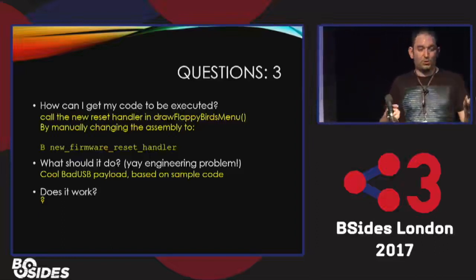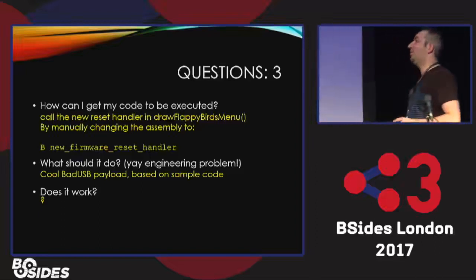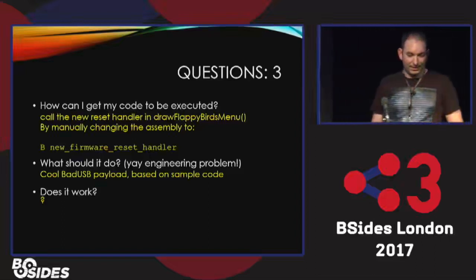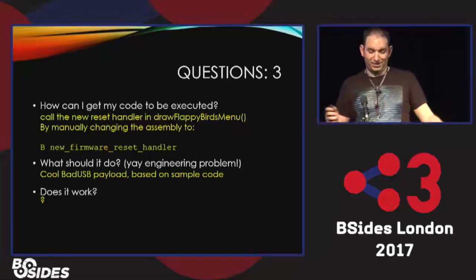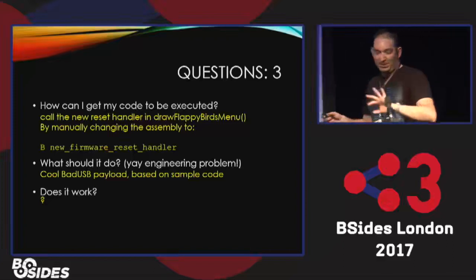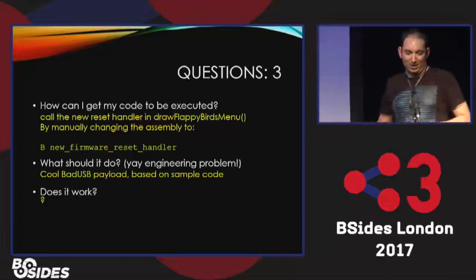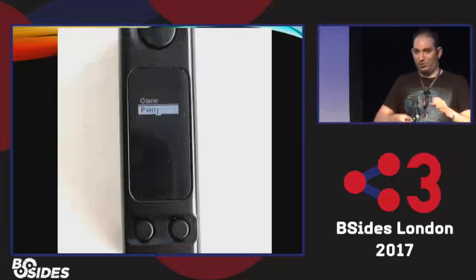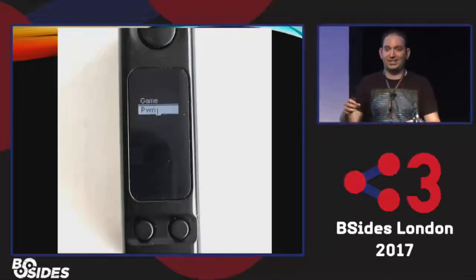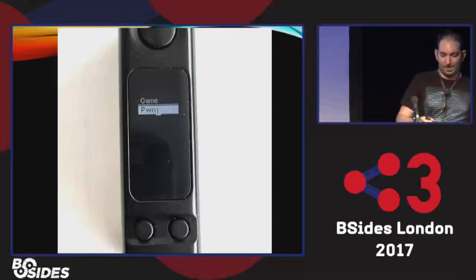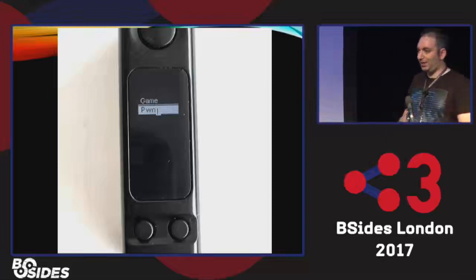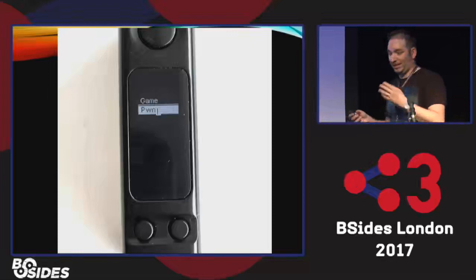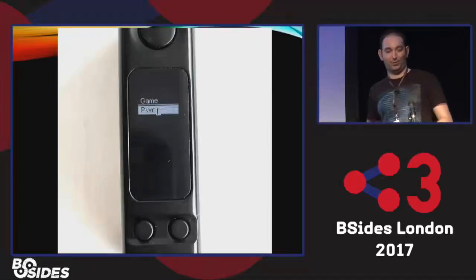What should it do? You're going to do a cool bad USB payload based on the sample code from the manufacturer. Does it work? Oh, no idea. So months and months ago now, I compile this all up, put it on my device. I've checked it in IDA Pro, checked all the offsets are correct. I've obfuscated it with Blasty's code. I've used the firmware tool to upgrade it, and it's popped up, and it hasn't bricked the device. That's a really good first step.